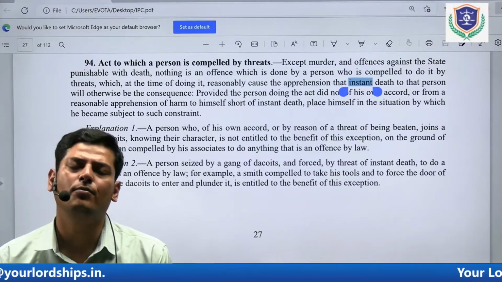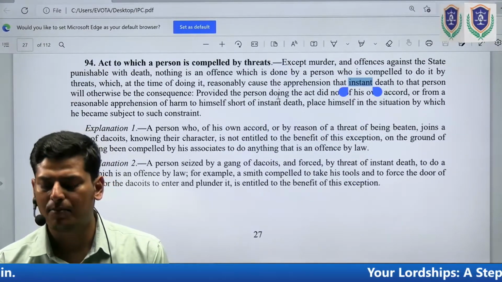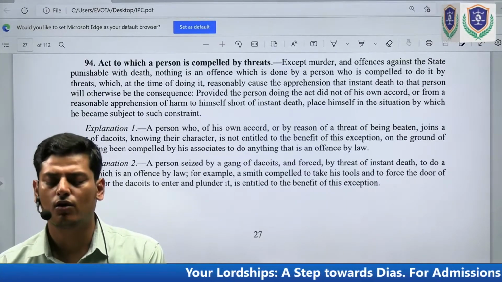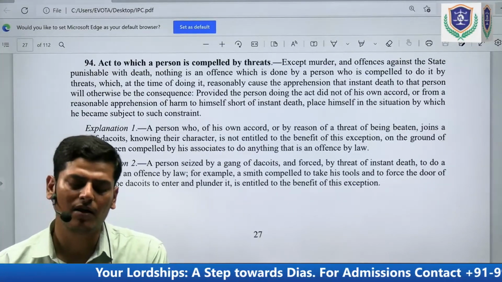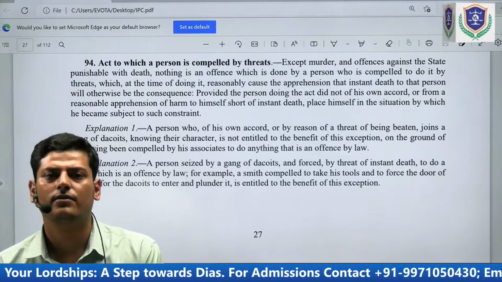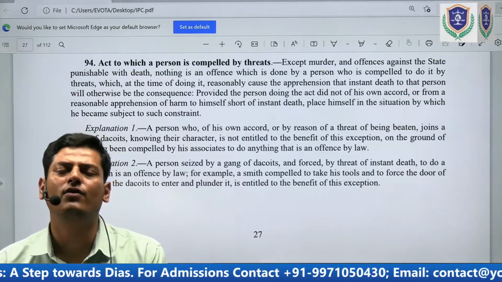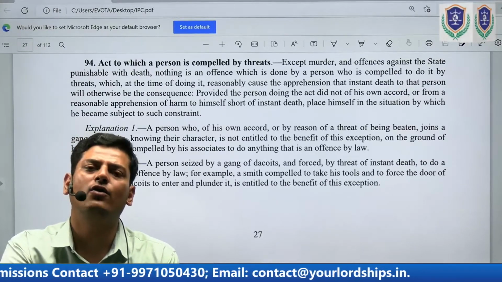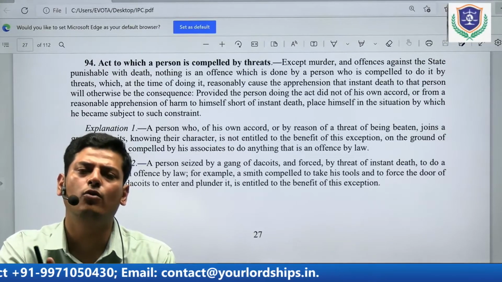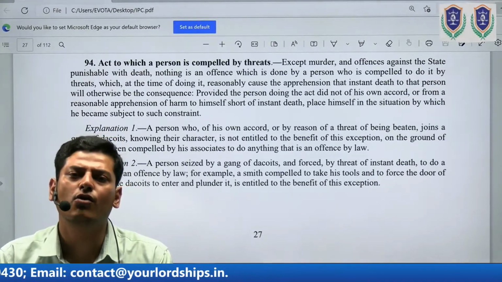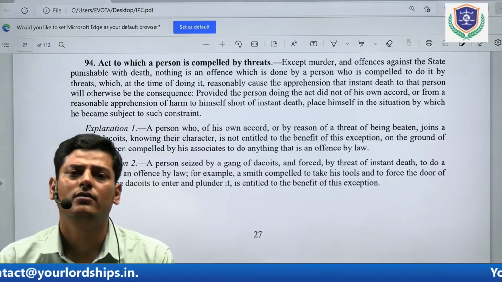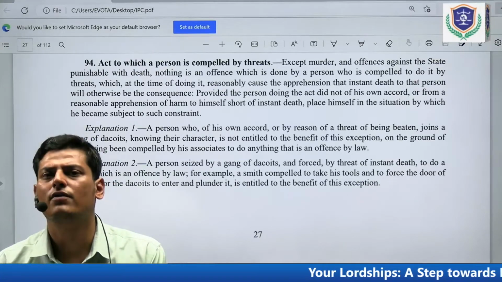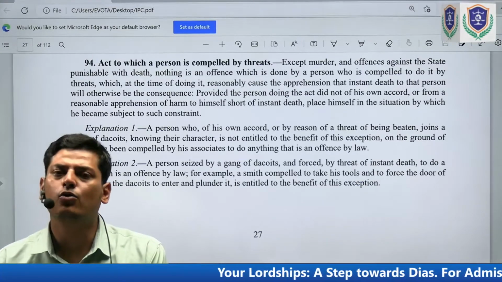Now there is a proviso: provided that the person doing the act did not of his own accord, or from a reasonable apprehension of harm to himself short of instant death, place himself in the situation by which he became subject to such constraint. For example, you went and joined a gang of dacoits by your own act. Then the gang of dacoits compels you to commit some offense, except murder, except offenses punishable with death; then the defense is not available. It was not voluntary on their part.